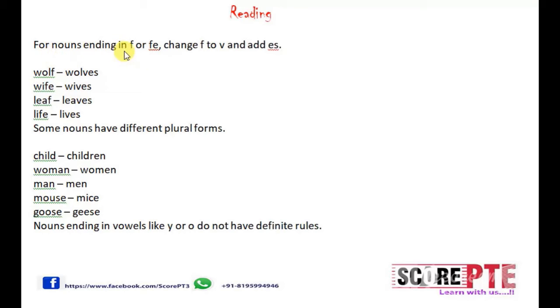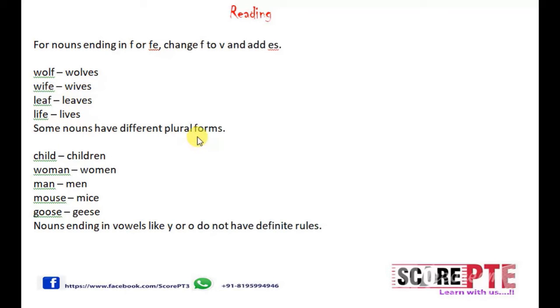Nouns ending with f or fe change f to v and add es, like wolf. Wolf changes to wolves, which means that if you get an f, it is replaced with v and it gets es as a plural sound. Wife, wives, leaf, leaves, life, lives.